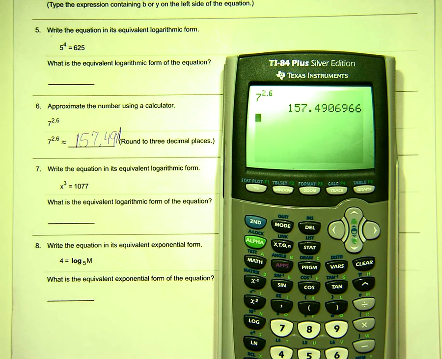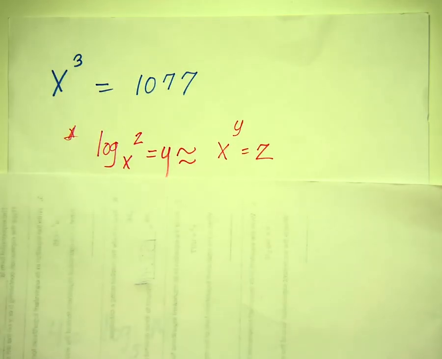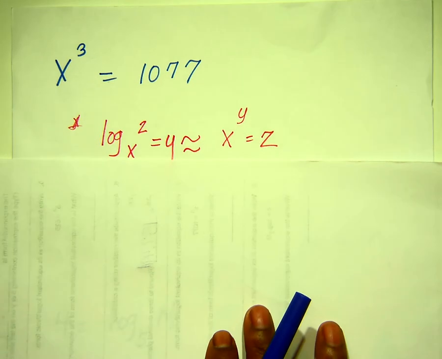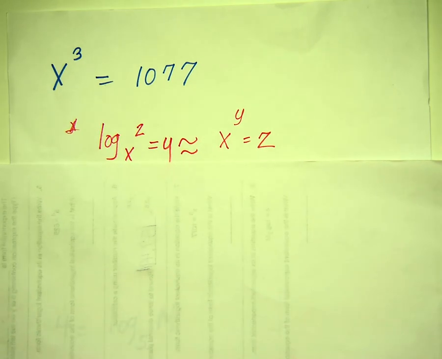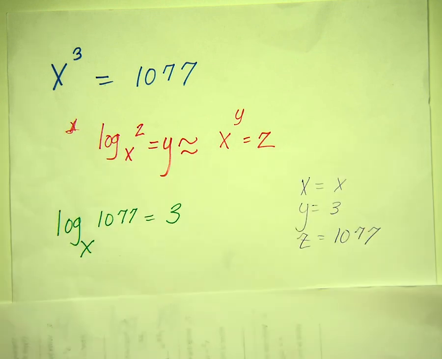Now we're moving on to the next example. Now this one, pay close attention to. You're still converting from logarithm to equivalent exponent form and vice versa. So here it is given to you with a little asterisk. So let's identify what your x, y, and z are. So we know that x is x. We know that y is 3. And z is going to be 1077. So converted in logarithm form, this is what you have.